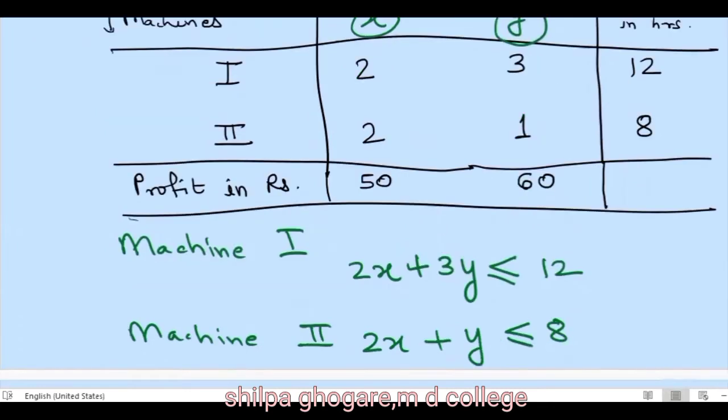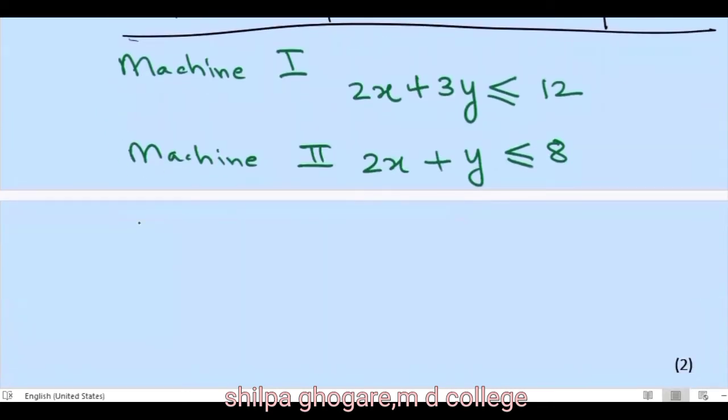So what would be the total profit by production? The profit would be 50x plus 60y. But our target, our objective, is to get maximum profit. What we get here is 50x plus 60y, which is a linear function. It is not an equation, it is a linear function, and our objective is to get maximum profit.